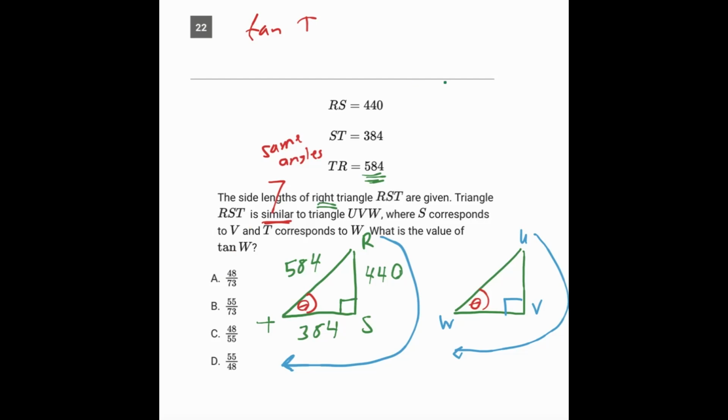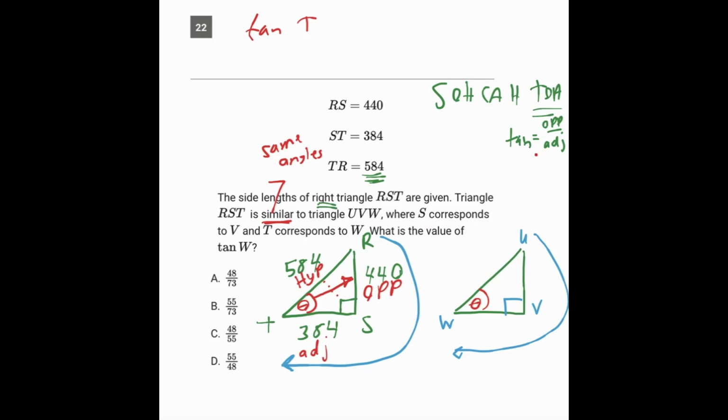In SOHCAHTOA, the tan is the O over the A, the opposite over the adjacent. And in the triangle that we have here, the opposite will be this side right here because that's opposite the angle that we're dealing with. The hypotenuse is always the hypotenuse. That never changes. It's across from the right angle. And the leftover one, after you've identified opposite and hypotenuse, is the adjacent.